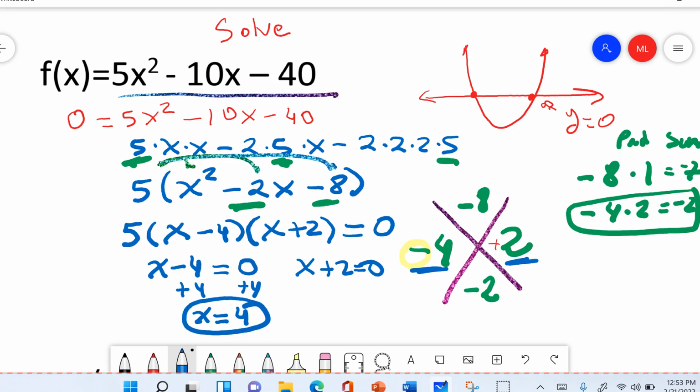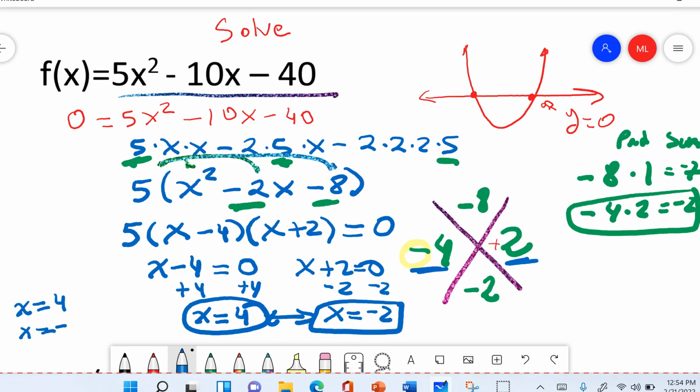So one zero is x equals 4. Let's find the other one. Subtract 2, x is negative 2. So these are the solutions or the zeros. So my answer will be x equals 4, x equals negative 2. Let's do another example.